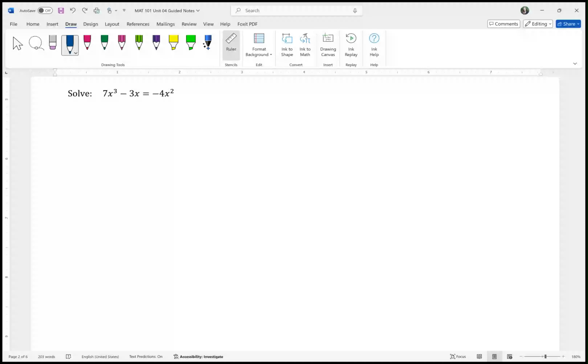Let's look at solving this equation. And this is a little bit different than our previous ones for a few reasons. The first one is we have it not equal to 0. But the second is, do you see how this is x cubed? This means this is not a quadratic. This is actually a cubic.